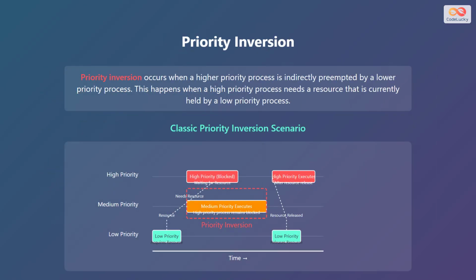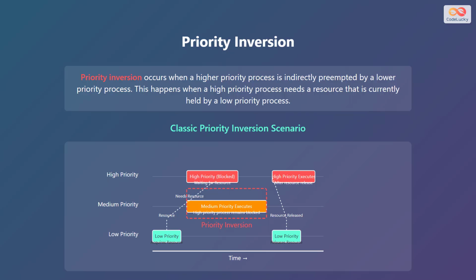Another significant challenge in priority scheduling is priority inversion. Priority inversion occurs when a higher priority process is indirectly preempted by a lower priority process. This typically happens when a high priority process needs a resource that is currently held by a low priority process. The classic priority inversion scenario is illustrated here. A low priority process acquires a resource, then a high priority process becomes blocked waiting for that resource.